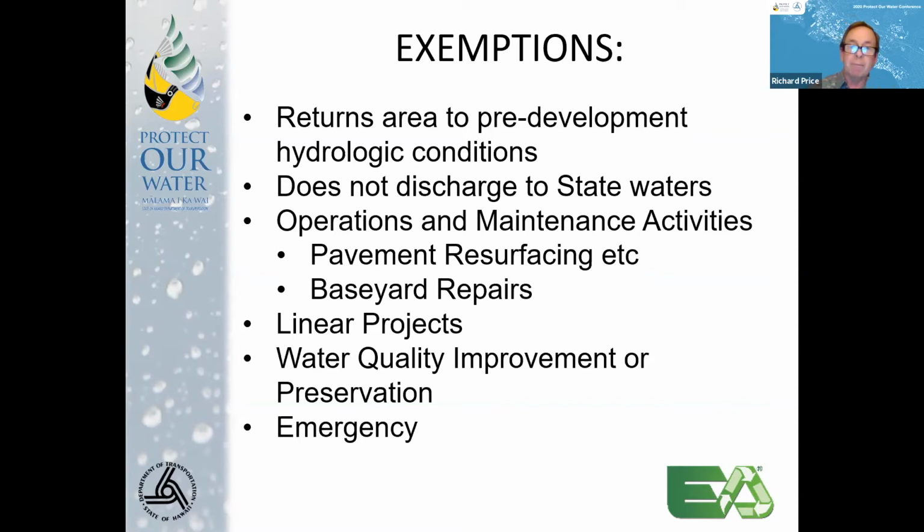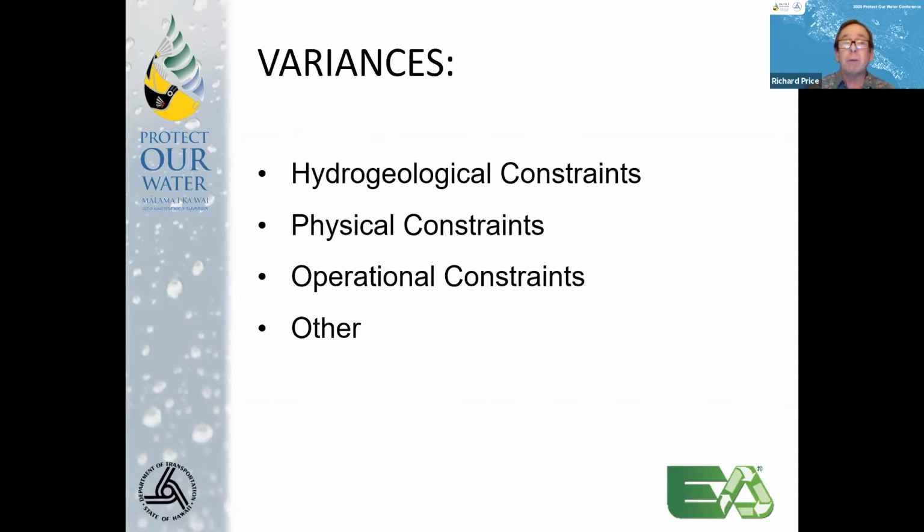So for instance, if we are building a stormwater treatment project, it can't then trigger the requirement that you install more treatment, because you actually built something to improve the water quality. And then obviously for emergency projects, there is also an exemption. There are also some variances based on hydrogeologic constraints, physical constraints, operational constraints, and others. And these I'll run through in a little more detail.